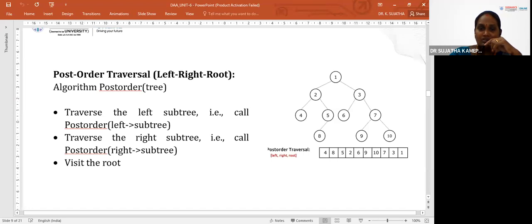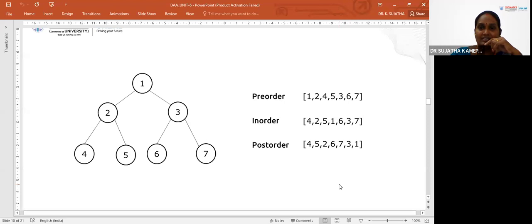And coming to the next one, boundary traversal. Before going to boundary traversal, we are seeing one same example for pre-order, in-order and post-order. So here you can see pre-order traversal, in-order traversal and post-order traversal. In pre-order traversal, the root is always visited first, then the left child and then the right child. In in-order traversal, first the left child is visited, then the root and then the right child. In post-order traversal, first the left child, then the right child, and then the root is visited. So you can clearly understand.